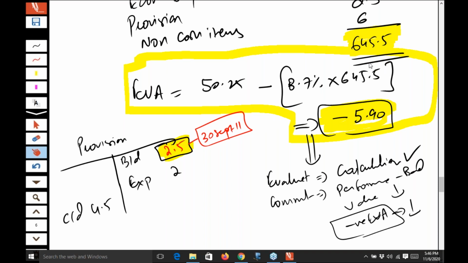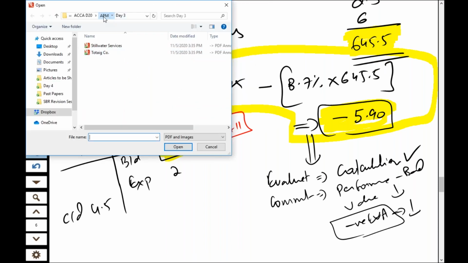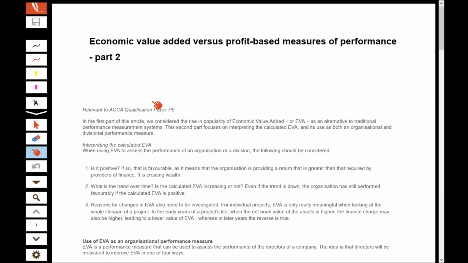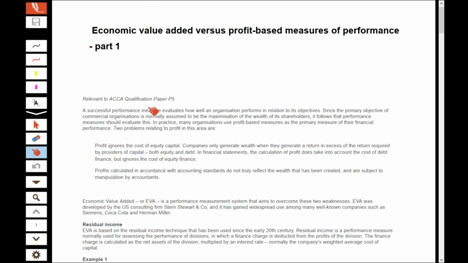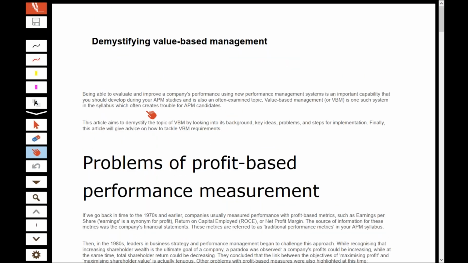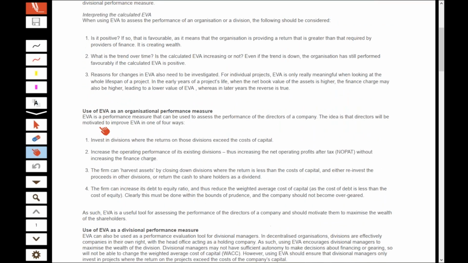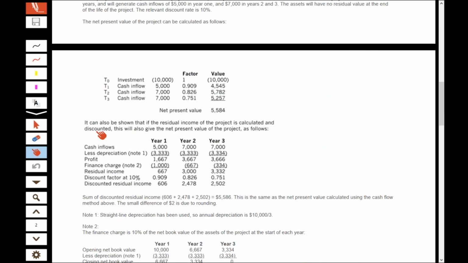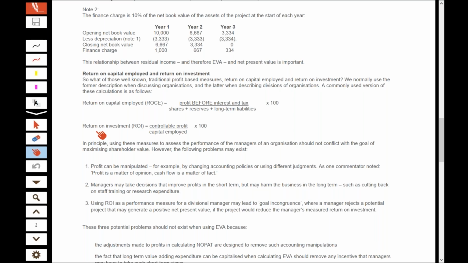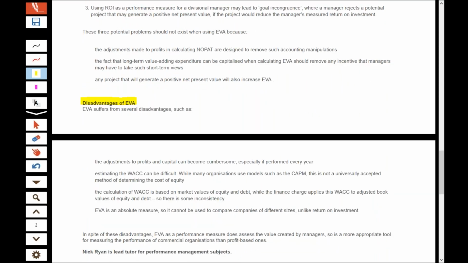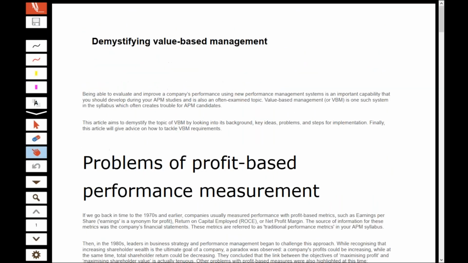I have shared with you a few of the articles on the economic value added. There is part one of the article, which covers the EVA calculation. You can go through it just for the sake of going through it. There is part two of the article, which has to be read by every one of you, because it covers the theoretical aspect of the EVA. You should be going through it because it covers disadvantages, advantages, and so on.